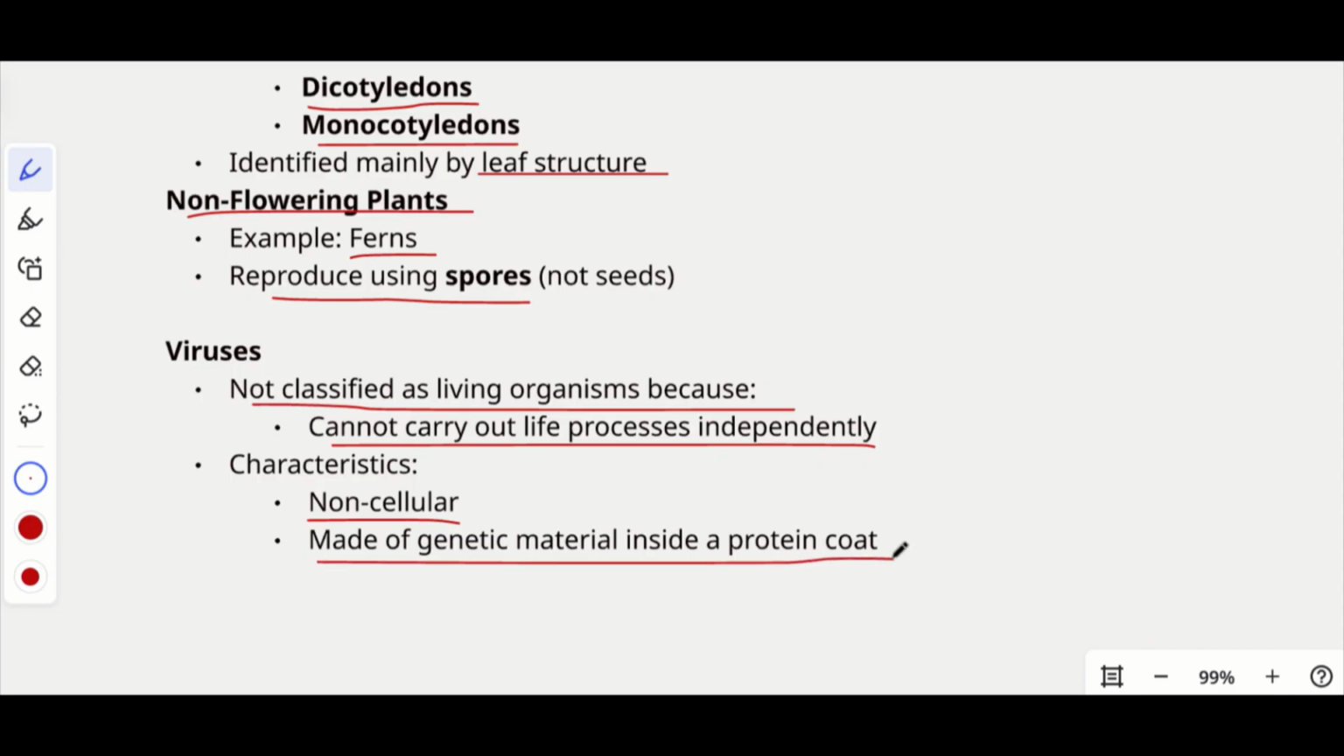So classification helps scientists to organize living organisms based on their cell structure and features. Understanding these differences makes it easier to study the diversity of life on Earth. I hope this video helped you.